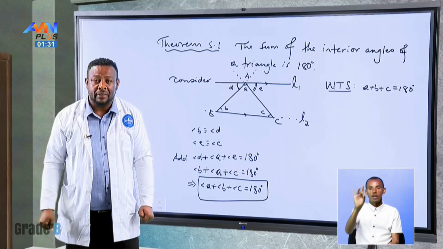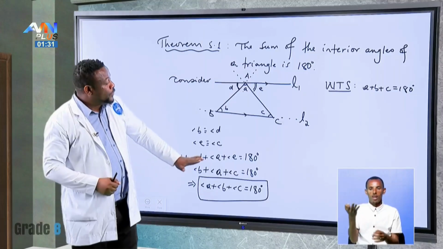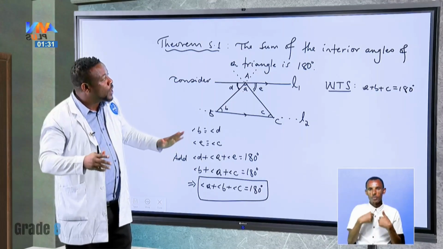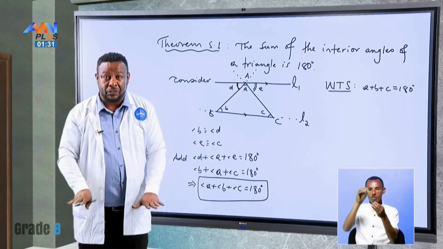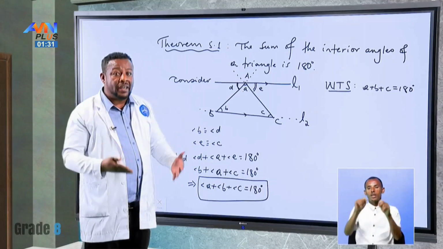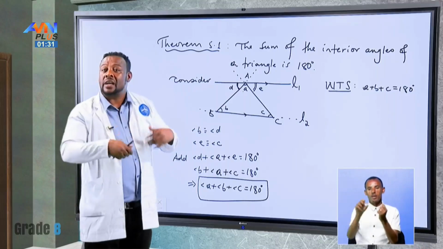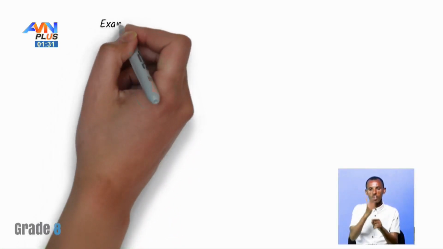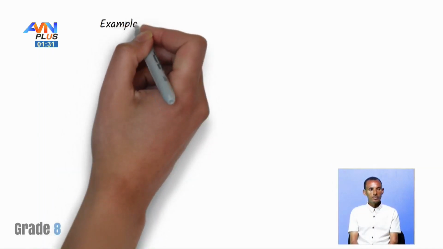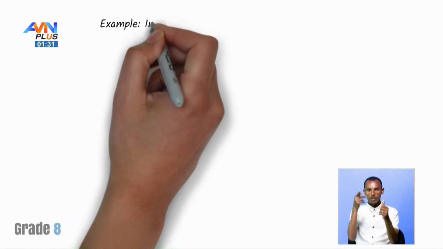degrees, right? Well, if you have the understanding of this sum of interior angles of a triangle, you can answer any question regarding the interior angles of a triangle by using this fact. So let's see some examples. So let's see the first example.